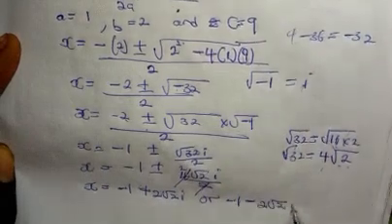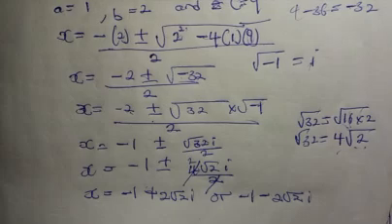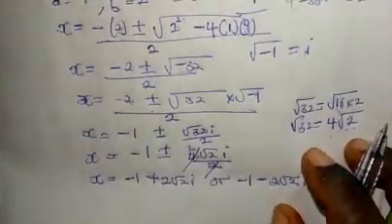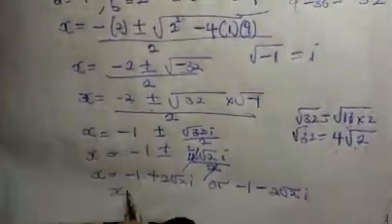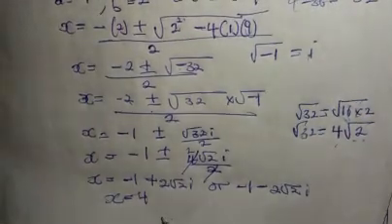Therefore, the two values for x from this are minus 1 plus 2 root 2 iota, or minus 1 minus 2 root 2 iota. And so don't forget, we have gotten a value for s before, which is s equal to 4. So we have only one real value and two complex solutions.